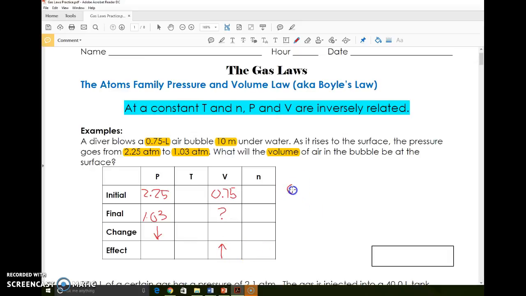We start our problem solving with the volume measurement, since this is the variable we are trying to find the change in. And we're going to multiply that by a proportion using our pressure readings. Since we want the volume to be higher, we need to put the larger number on the top of our proportion. So it'll be 2.25 over 1.03.